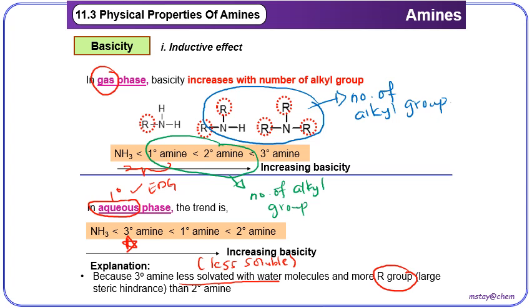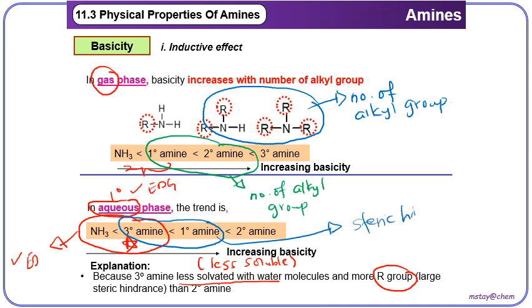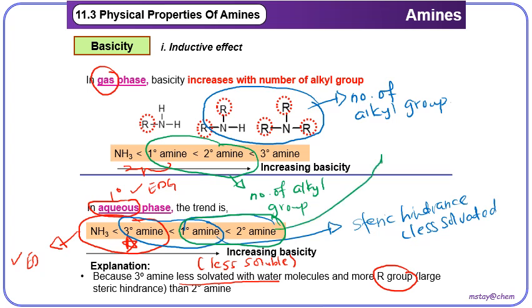So again, we make the conclusion. Why is amine more basic than ammonia? It is due to the presence of EDG. Why does primary amine have greater basicity compared to tertiary amine? The reason is the steric hindrance, which makes it less solvated with water. Then why is secondary amine more basic than primary amine? This one is due to the number of alkyl groups. So always remember, after you arrange them, when you want to give the explanation, try to explain in pairs.